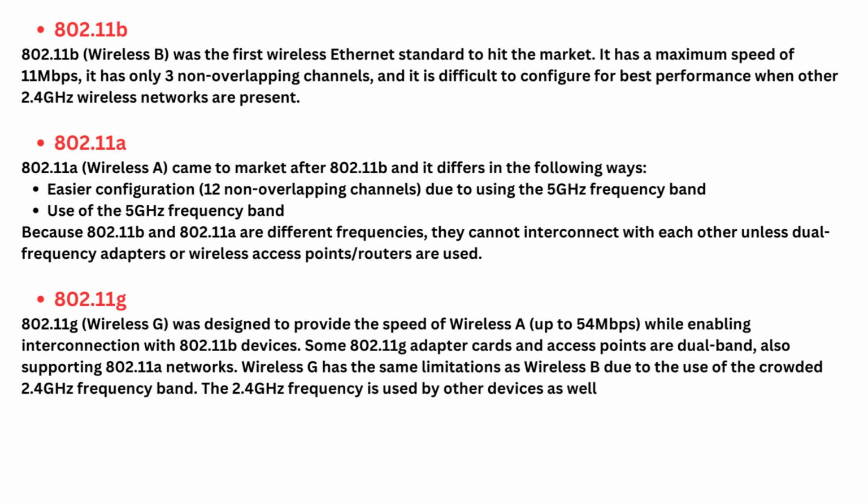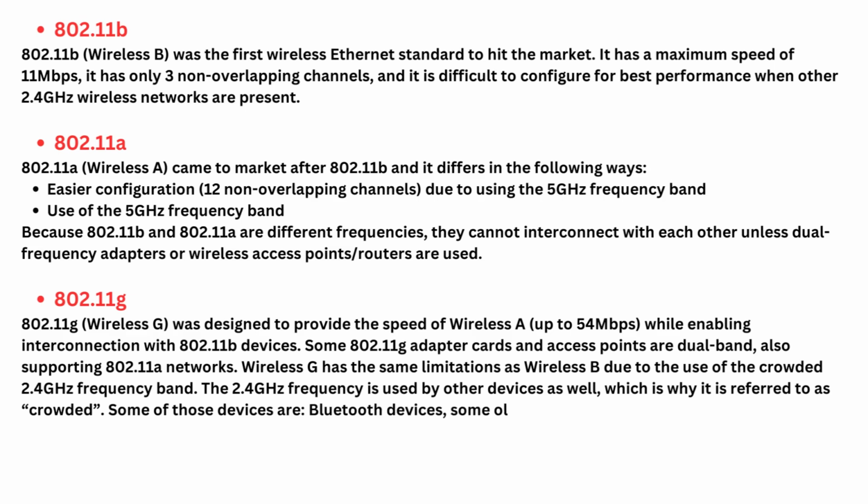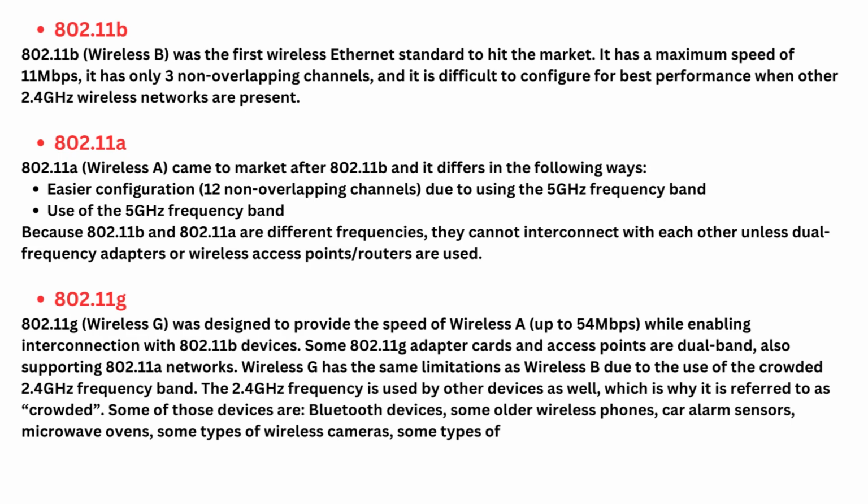The 2.4 GHz frequency is used by other devices as well, which is why it is referred to as crowded. Some of those devices are Bluetooth devices, some older wireless phones, car alarm sensors, microwave ovens, some types of wireless cameras, some types of wireless microphones, and baby monitors.